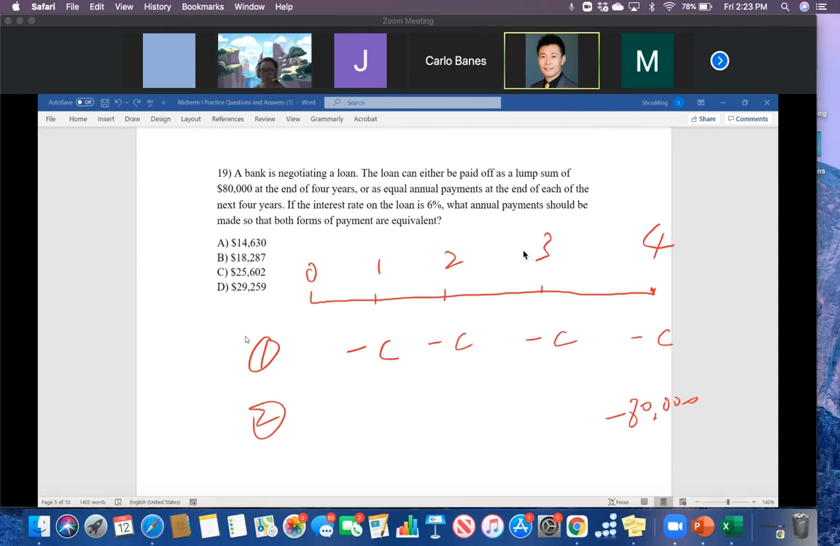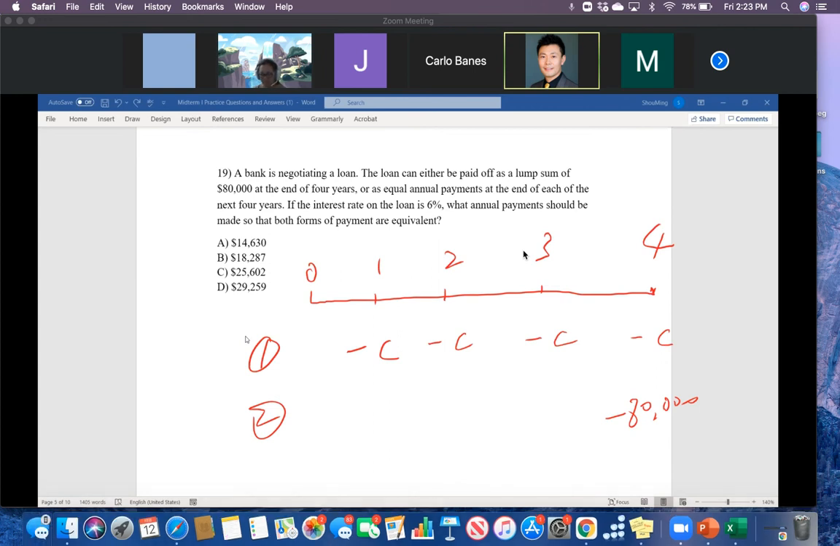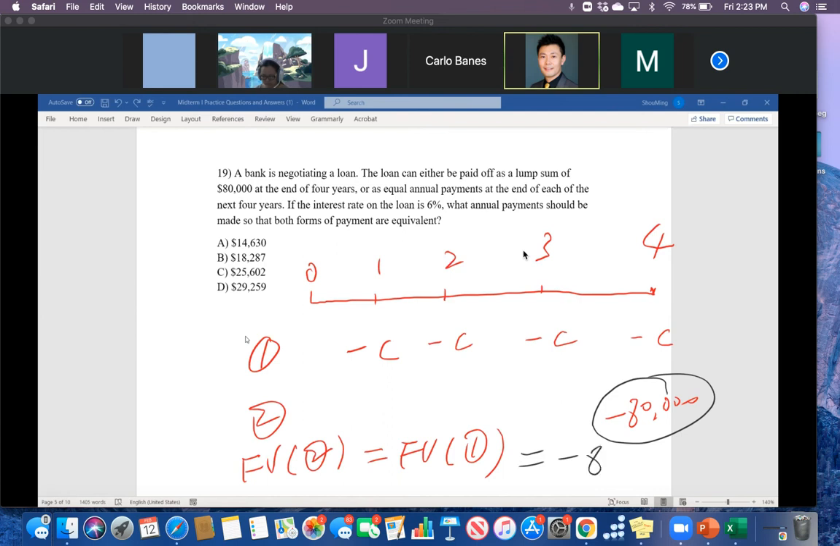The question requires that these two methods should be equivalent, which means the future value of option 2 should equal the future value of option 1, right? We can immediately identify that the future value in year 4 of option 2 is negative 80,000. We only need to calculate the future value of option 1, so let's do it this way. So 80,000.